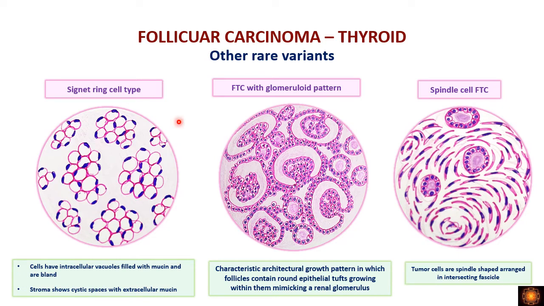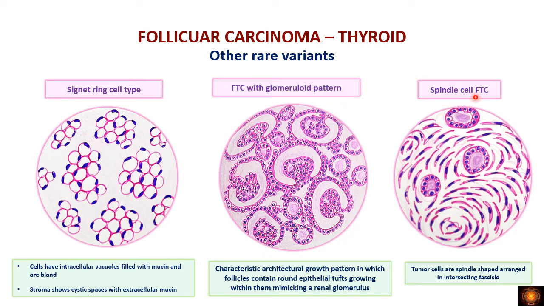Then we have the glomeruloid pattern, follicular thyroid carcinoma with glomeruloid pattern, where you have follicles, and these follicles will contain round epithelial tufts. You are seeing these tufts. So this is the entire follicle, and into the follicle we have the round epithelial tufts which are growing within, and these structures mimic the glomeruli in the kidney. So they call it follicular thyroid carcinoma with a glomeruloid pattern.